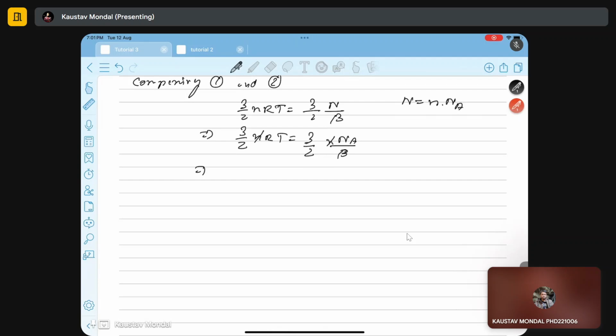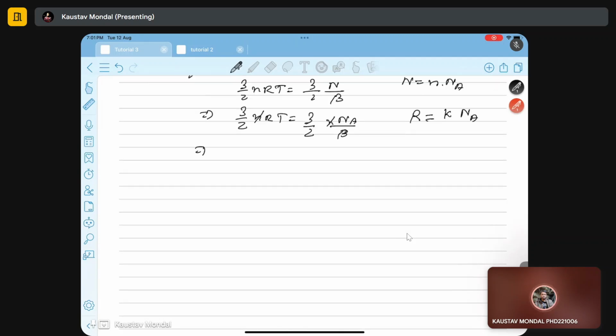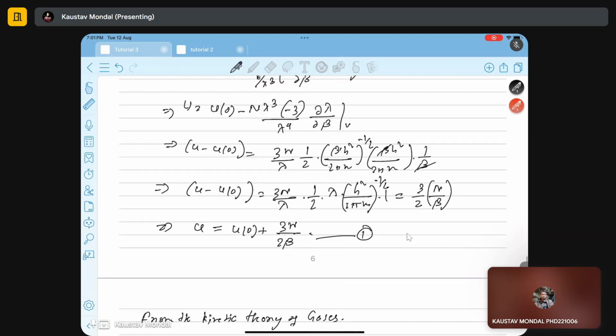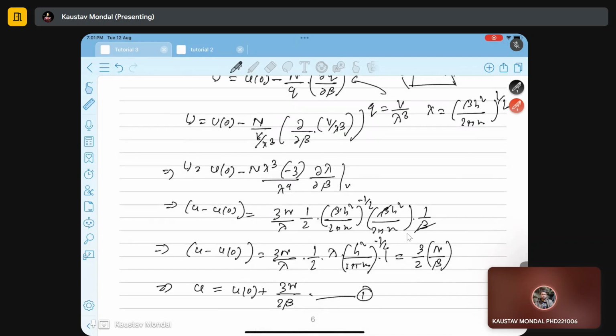cancelled. R, we know the gas constant, is Boltzmann constant into Avogadro number, that you already know. So beta would be simply Na by R into T. So Na by R is simply 1 by K. So 1 by kBT. Okay. So this is how the expression of beta is basically coming. So we have basically proved it in the context of an ideal gas.